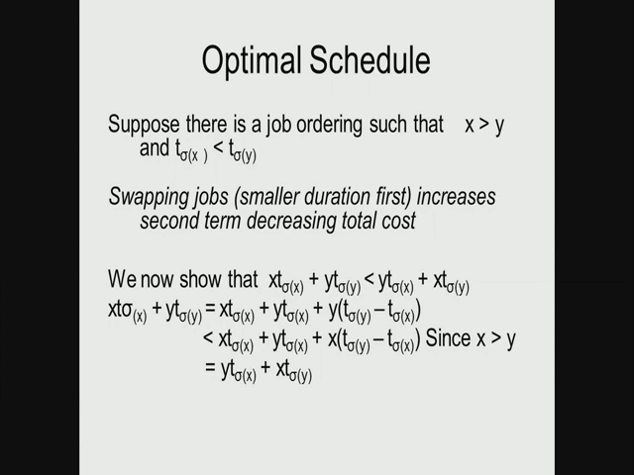In other words, we have written down an inequality which says that x times t of sigma of x plus y times t of sigma of y. This is the contribution to the second term by these two jobs, and when we exchange the position of these two jobs, the contribution just becomes y times t of sigma of x plus x times t of sigma of y. We now show that x times t of sigma of x plus y times t of sigma of y is smaller than the summation after swapping it, that is y times t of sigma of x plus x times t of sigma of y.